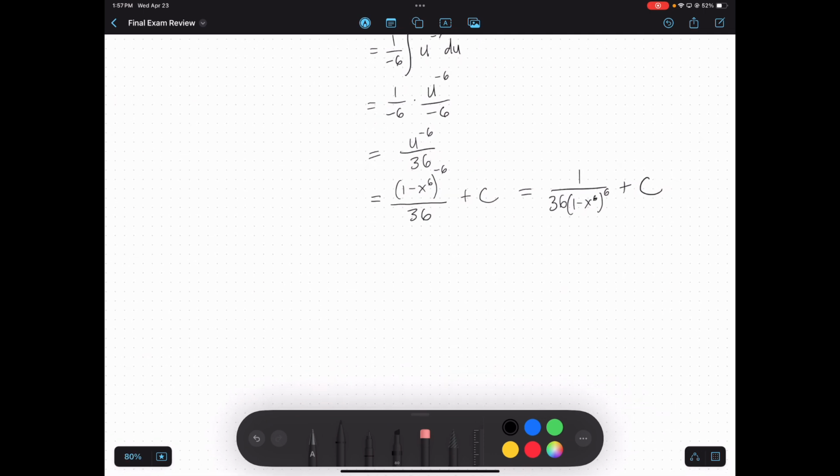Number 18. Let me make sure I know which one I'm talking about here. Oh yeah, so now we're on to chapter 5, because this is getting into how we use integrals. And so this is my consumer surplus, producer surplus problem.